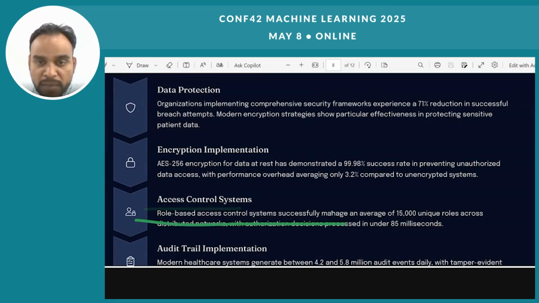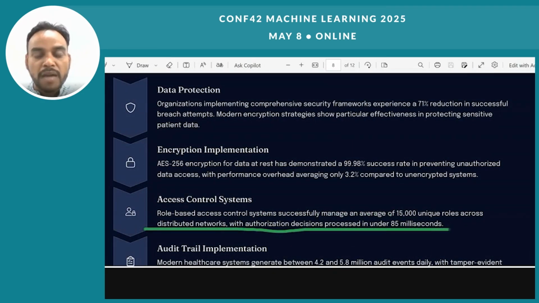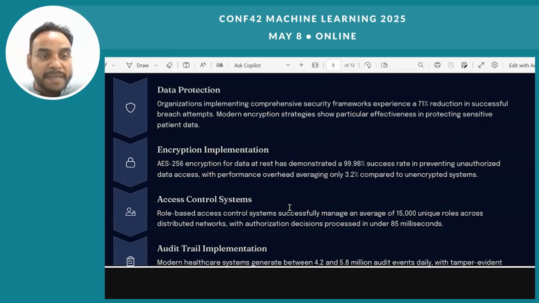Role-based access control systems successfully manage an average of 15,000 unique roles across distributed networks, with authorization decisions processed under 85 milliseconds. The integration of attribute-based access control has shown a 76% improvement in access precision compared to the traditional RBAC-only implementation. Emergency access procedures have become increasingly crucial in healthcare environments.